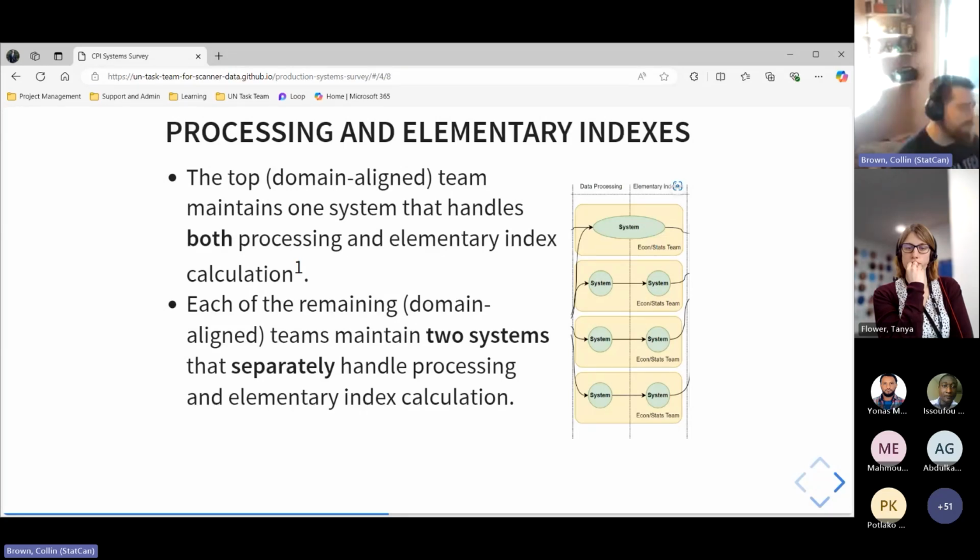The remaining teams maintain two different systems that are decoupled. So the idea here would be you'd have these three systems where my cursor is. The first one would do just the processing. It would pass an output to another system that did just index calculation. So you could go in and make a significant change to one of these systems without affecting the other in any meaningful way.